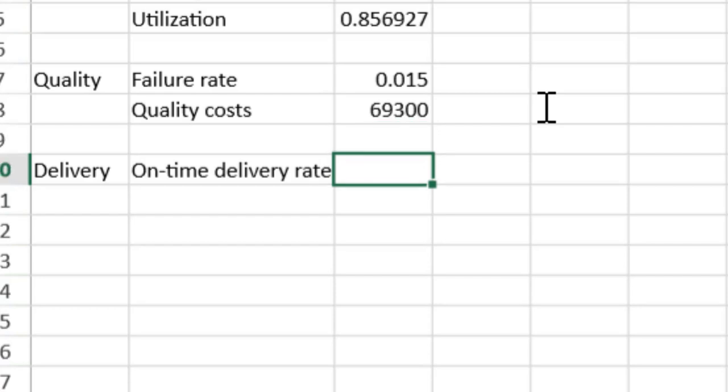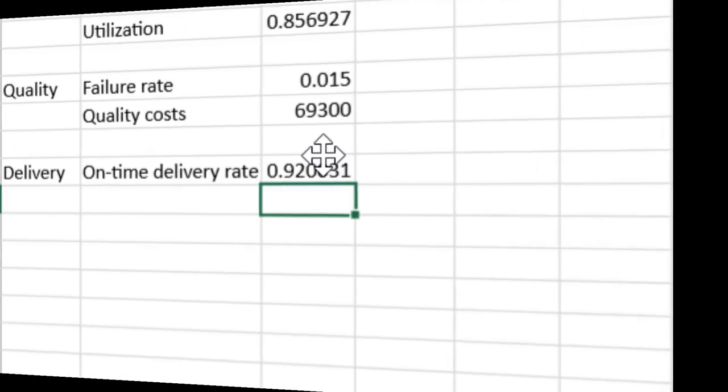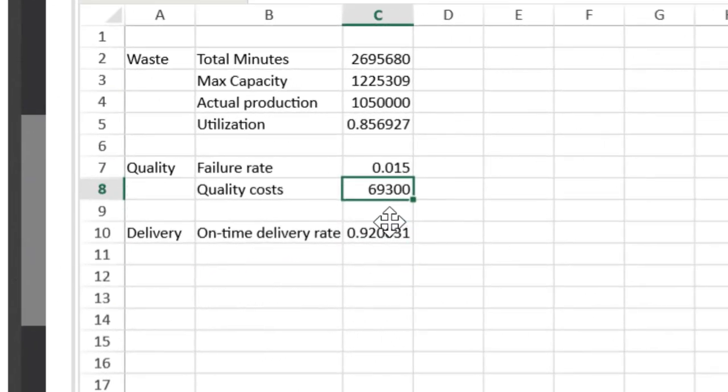On-time delivery, the last metric that we're going to calculate here. Getting started, now I'm in note 9, and we see that we made 4,717 deliveries on time, out of a total of 5,127 deliveries, so a 92% on-time delivery rate. Coming back to the quality costs for a moment, let's be clear that these are actually internal failure costs, aren't they?